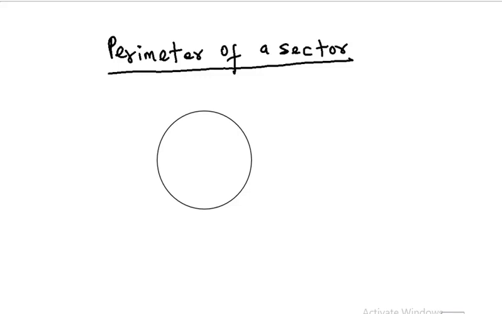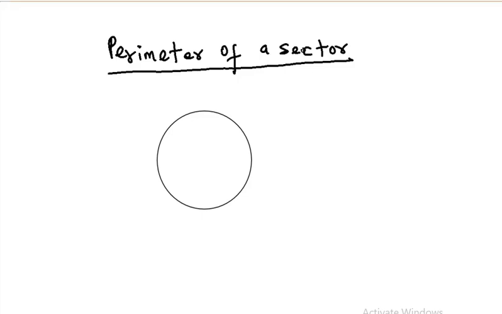So let's look at the next part of this, the perimeter of a sector. Once we talk about perimeter, what do we mean here? Perimeter is all about adding the distance around a given figure.